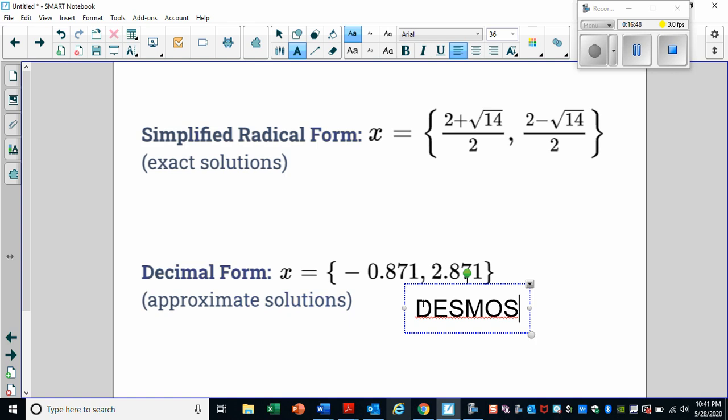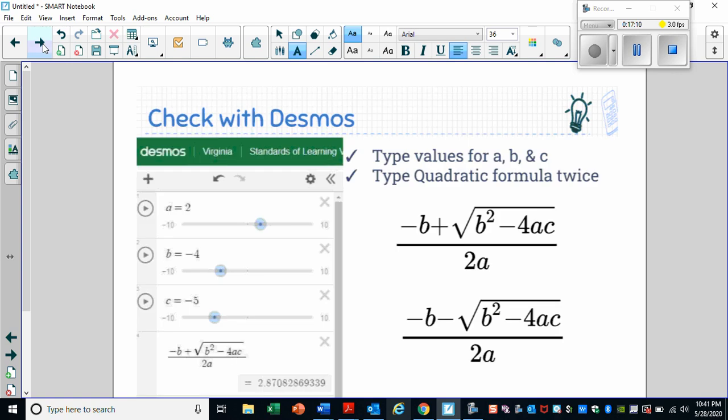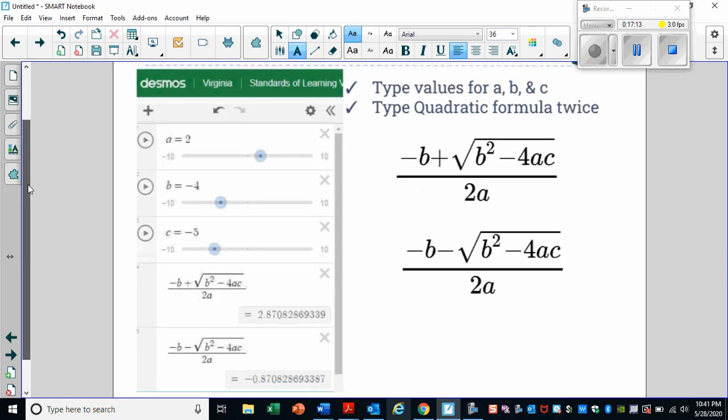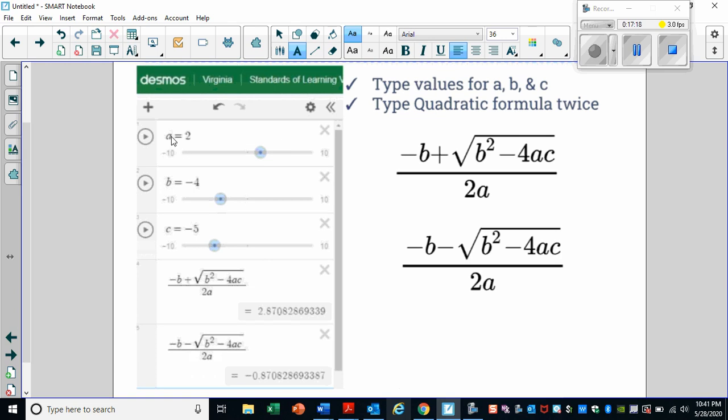Remember, you can always use Desmos to help you figure out your solutions, roots, by typing in the equation y equals, in this case, 2x squared minus 4x minus 5. And with Desmos, you can also do the following. You could set up your a, b, c with your sliding scale. And then you type in the formula negative b plus square root b squared minus 4ac over 2a. And similarly, you would have to do it again. Almost the same, negative b, but now you have the minus sign, then square root of b squared minus 4ac over 2a. So then you see your two solutions for your quadratic.